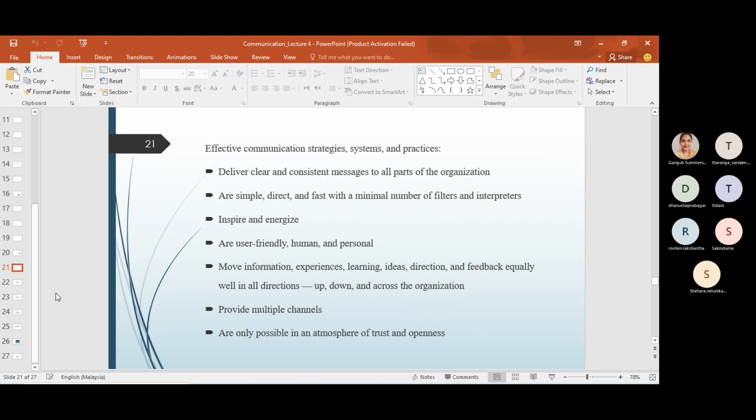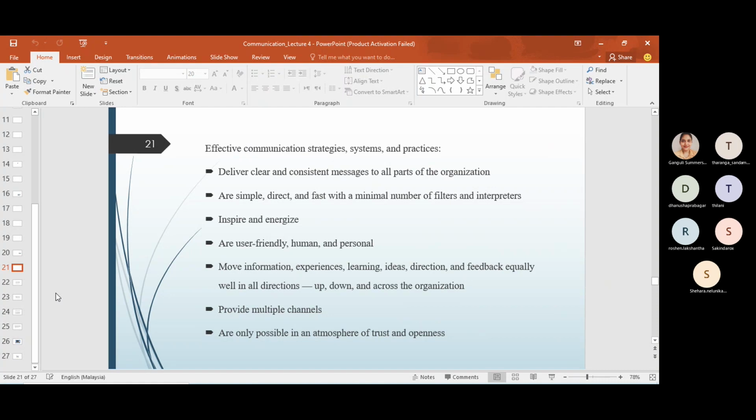Okay, and then effective communication systems and practices are simple, direct, and fast. Okay, and they inspire and energize other people as well, and they are user-friendly, human, and personal.